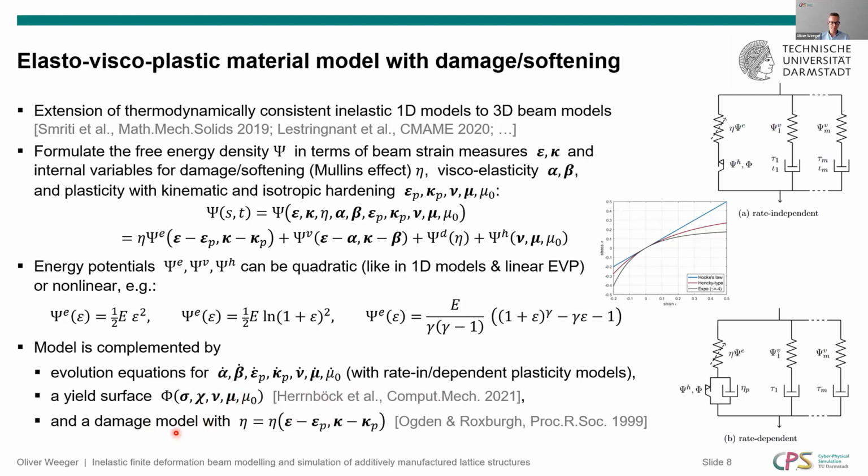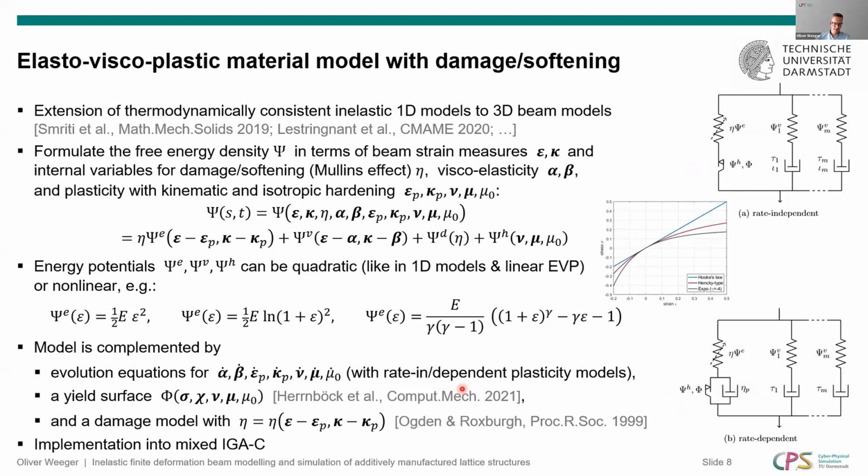And then we also need the damage model, for which the damage variable eta here is expressed basically in terms of only the elastic strains. It corresponds to a very established damage model by Ogden and Roxburgh. Yes, and basically we can do the plasticity here also in the rate independent fashion, like you see it over here, or also in the rate dependent fashion, where basically you have another damper in parallel to the plastic element over here.